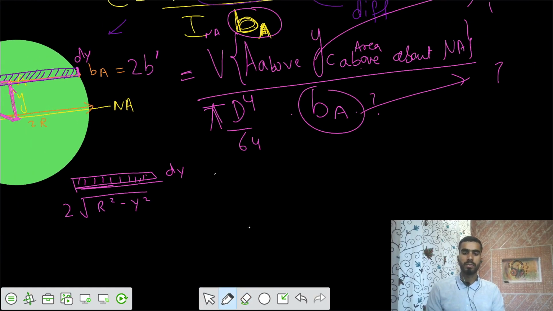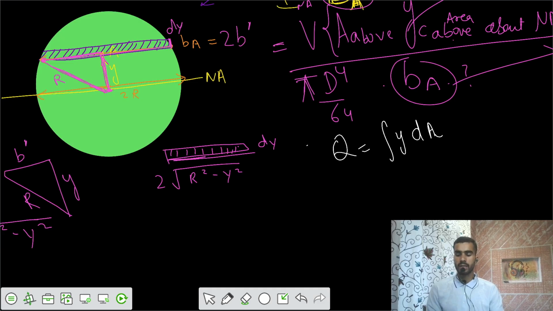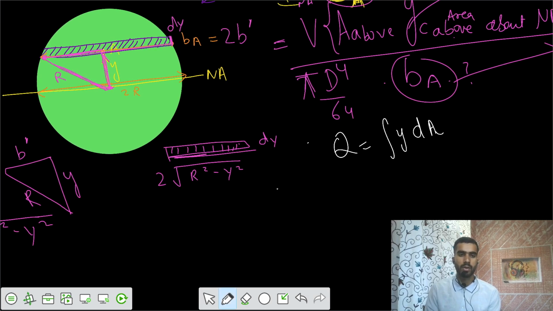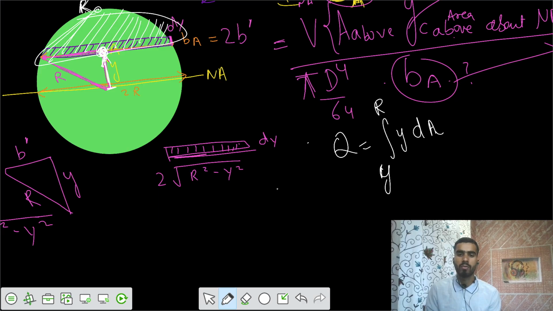So I have the first moment of area, Q equals integral of y dA, because that area is changing with the depth, so we can integrate it. You have to take the limits from y to r. Your point A, see from the cross section, is at a distance of y, and you have to go to a maximum distance of r. So you take limits from y to r.